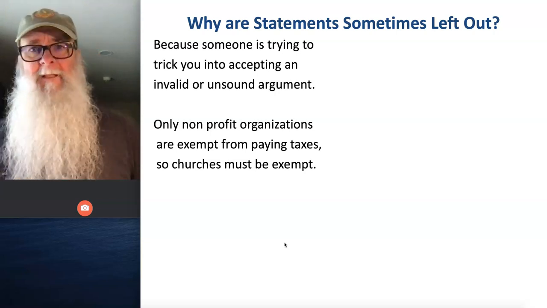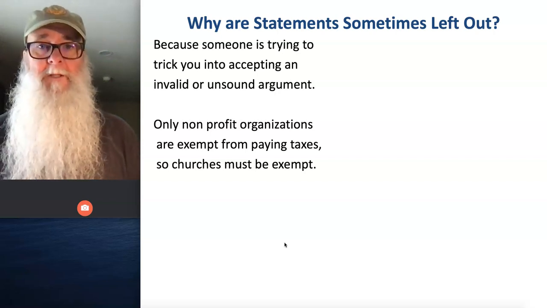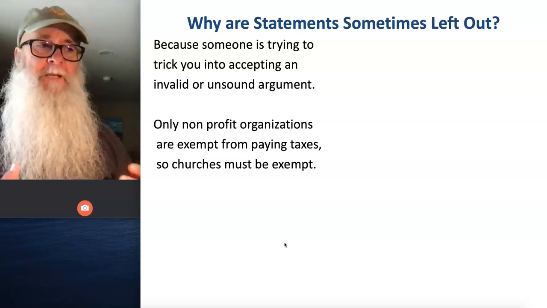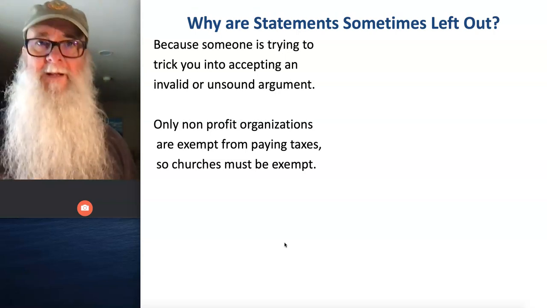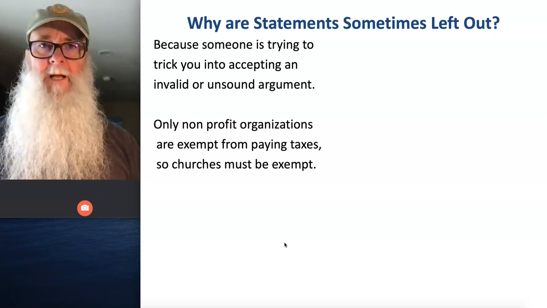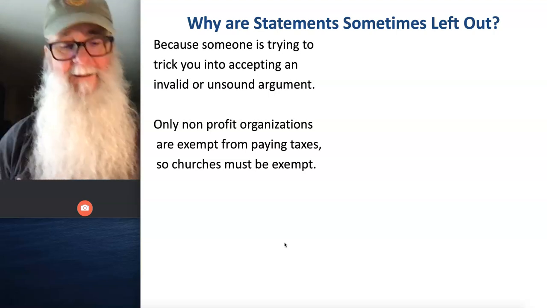Now, at first glance, that doesn't sound terribly unreasonable. Only nonprofit organizations are exempt from paying taxes, so churches must be exempt. What we want to do to make a formal evaluation of this argument is figure out what the missing statement is here, and then once it's supplied, how does the argument actually stack up? How can we evaluate it?